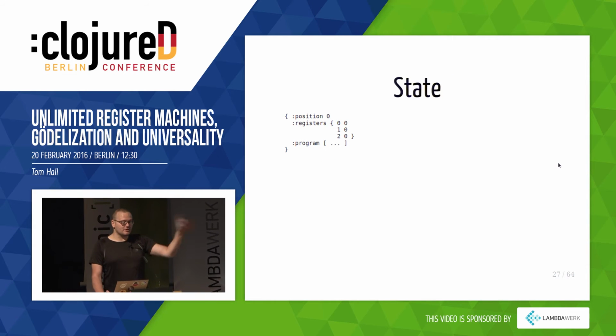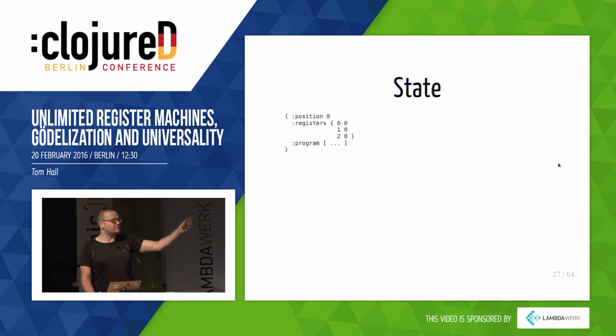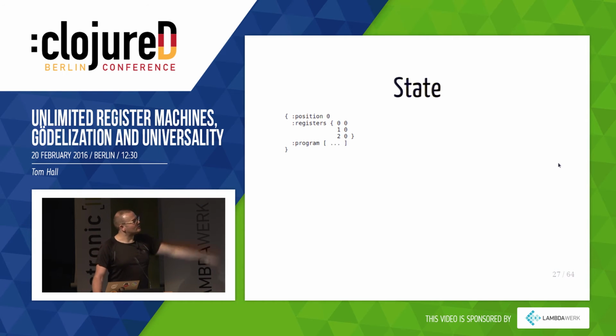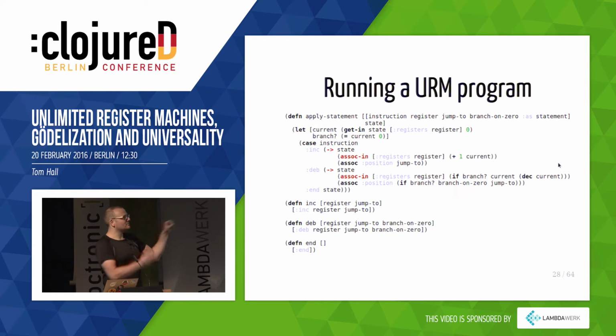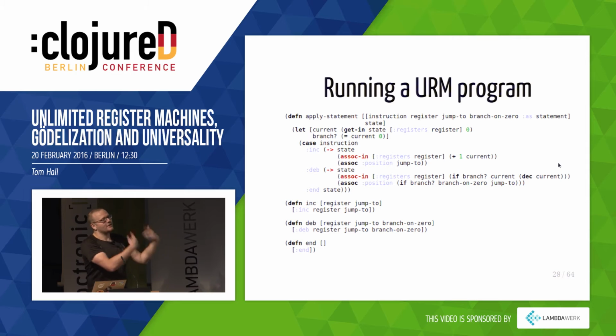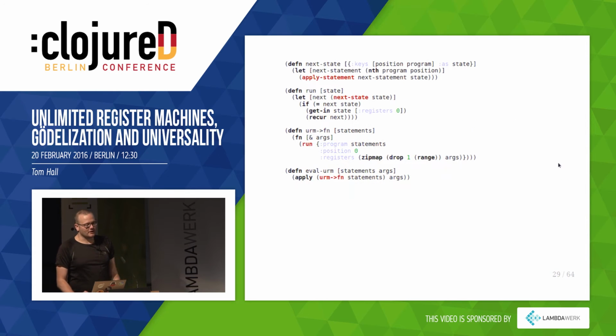The state, as I said before, is a position. Where are we up to? It's a map of registers, which is their index and their value. So it's just a Clojure map. And the program is just a vector, because it's an ordered collection of instructions, isn't it, that we're going to jump around. So where are we? What's the state of our registers? And what program are we executing? That's our state at any point. So in order to run a URM program, we pick out the next statement, we apply it, and then we update the state constantly. So I won't spend too long on that.